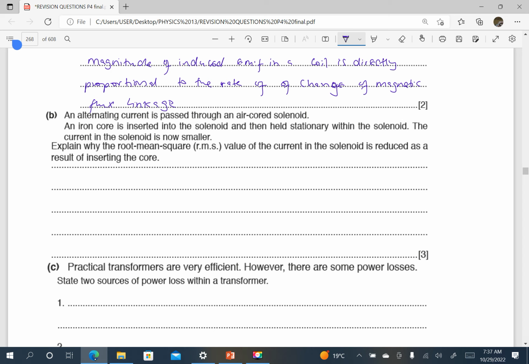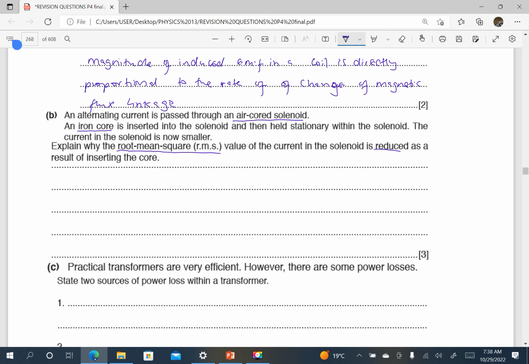An alternating current is passed through an air-cored solenoid. An iron core is inserted into the solenoid and then held stationary within the solenoid. The current in the solenoid is now smaller. Explain why the root mean square value of the current in the solenoid is reduced as a result of inserting the core. There is an alternating current passed in the air core solenoid. Now we bring an iron core inside the solenoid, and we see that the root mean square value now becomes smaller. It is reduced.